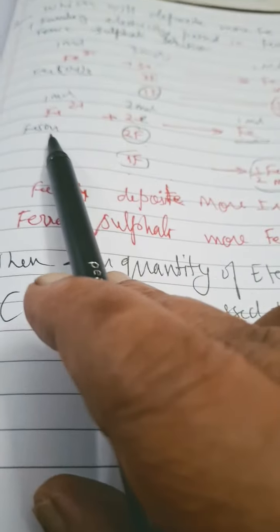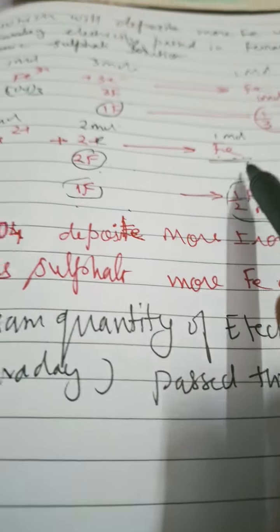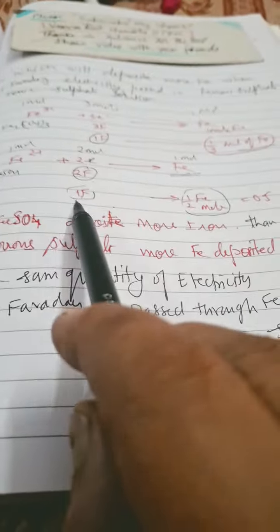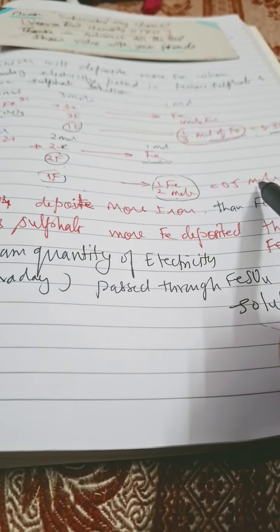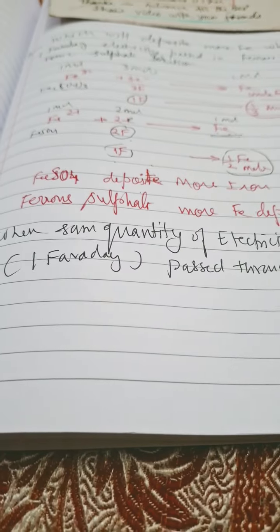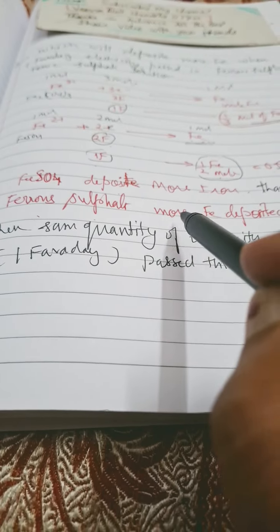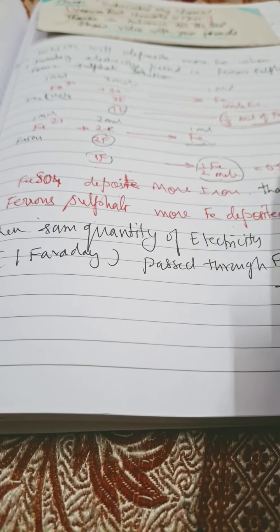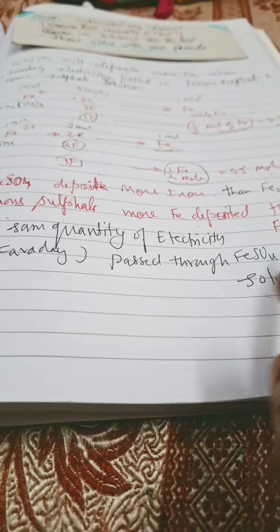But in case of FeSO4, 1 mole of FeSO4 requires 2 Faraday to deposit 1 mole of Fe from Fe2+ ion. So 1 Faraday requires how much? Half mole of Fe. Okay, so 0.5 mole of Fe is deposited. So which is having more? Ferrous sulfate deposited more iron than ferric sulfate, right? Because with ferrous sulfate more iron is deposited, that is 0.5 mole, when we are using 1 Faraday of electricity.